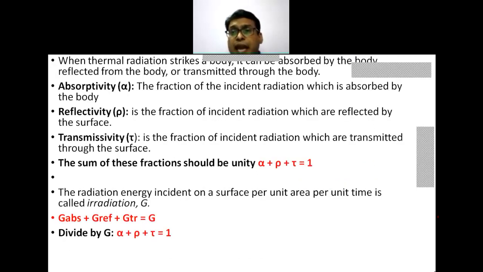When thermal radiation strikes a body, it can be absorbed by the body, reflected from the body, or transmitted through the body. The absorptivity is the fraction of the incident radiation which is absorbed by the body. The reflectivity is the fraction of incident radiation which is reflected by the surface. And the transmittivity is the fraction of incident radiation which is transmitted through the surface. The sum of these fractions equals 1. The radiation energy incident on the surface per unit area per unit time is called the irradiation G, and it is a function of the absorptivity, reflectivity, and transmittivity.